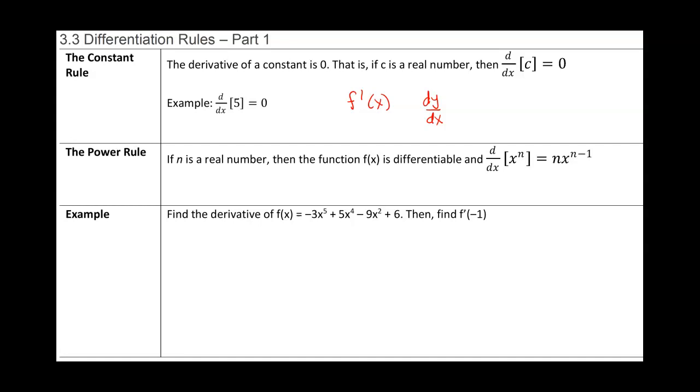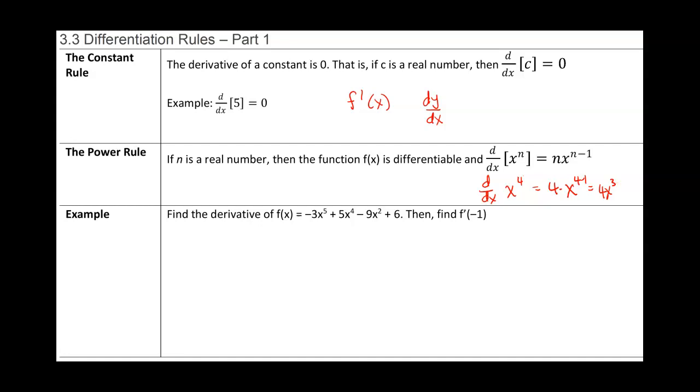Now next, if n is a real number and the function f of x is differentiable, then the derivative of x to the n is equal to n times x to the n minus 1. So take a look at what's happening. If I want to find the derivative of, let's say, x to the fourth, then the exponent 4 is going to come to the front and become a coefficient. So this will become 4 times x. Now the power reduces by 1, so we have 4 minus 1, which is 3. So the derivative of x to the fourth would be 4x to the third.